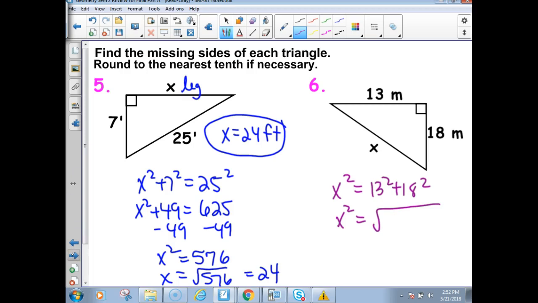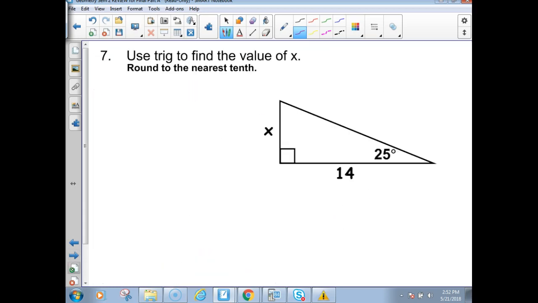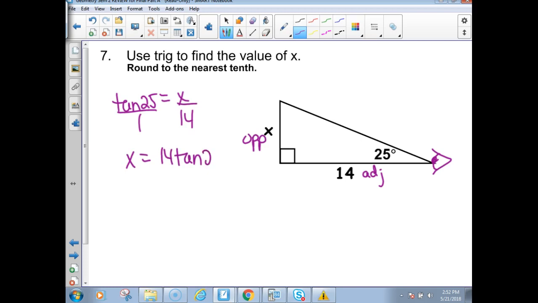All right, let's move on to 7. I just want to at least show you the setup. Some of these, I'm not going to do all the calculations. Use trig to find the value of x. Where you're looking from is where the 25 is. The side opposite would be x. The side adjacent would be 14 because the hypotenuse is blank. Opposite and adjacent is the tangent, and that's on your formula sheet as well. So tangent of 25 equals x over 14. Treat it like a proportion. Cross products are equal. You will be calculating 14 tan 25.